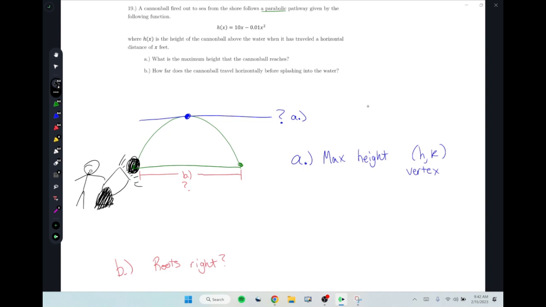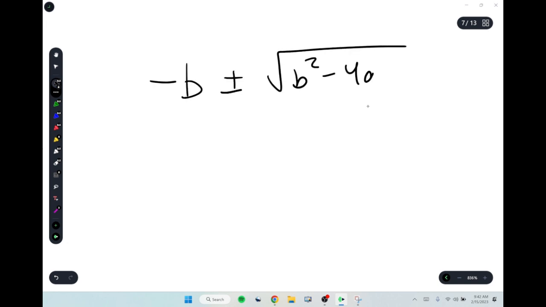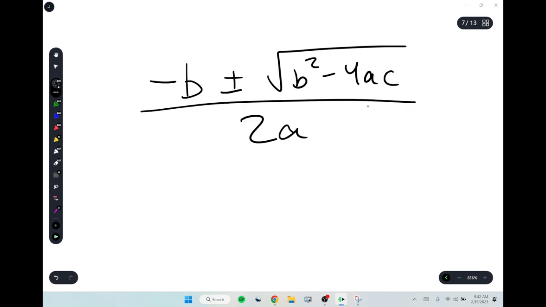And then you remember what I said: when you forget how to remember it, you've already got it memorized. You just forgot. How do you have it memorized? The quadratic formula. Okay, what's the quadratic formula? Negative b plus or minus the square root of b squared minus 4ac, over 2a. Okay, so you already had it memorized. You just forgot you had it memorized.